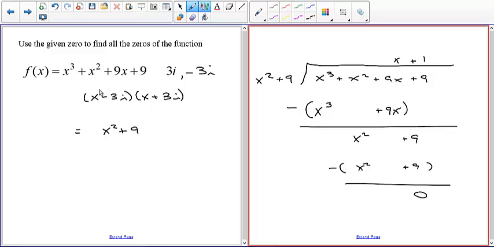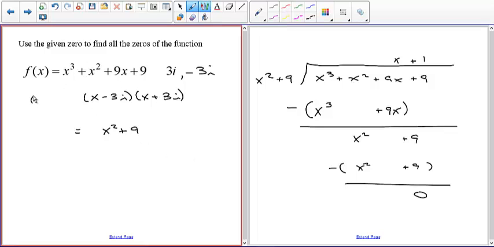So the original function can be shown as x plus 1 times x minus 3i times x plus 3i. So the third 0 is x equals negative 1. You're saying, well, it's positive 1 over here, but no, we set the factor equal to 0 and solve for that. That gives us the 0. So it has one real 0 again, two complex zeros.